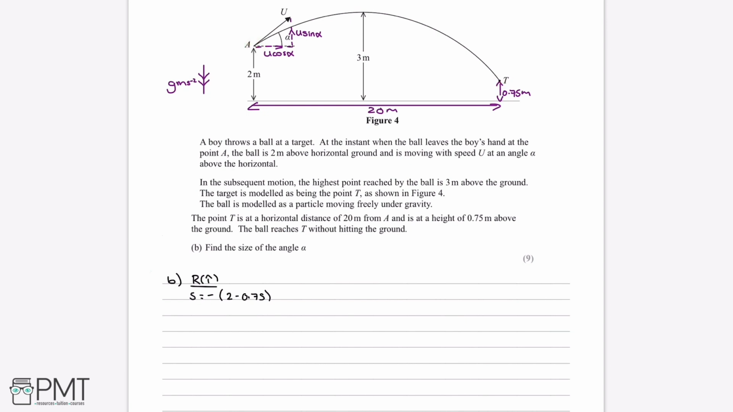So we know that our displacement in the end is minus 1.25. Now u, our initial velocity, when we resolve vertically upwards, is going to be this component here, u sine of alpha. And our final velocity, we don't know, so we've not been told anything to do with the final velocity at t, but we also don't need to know v.